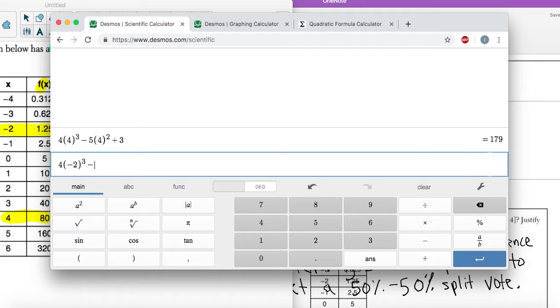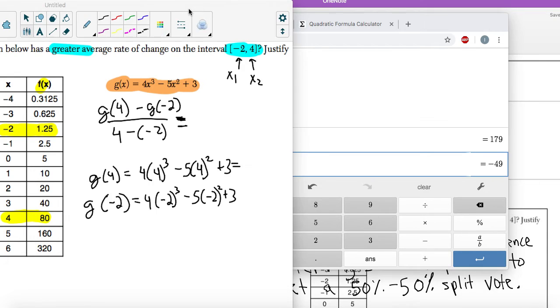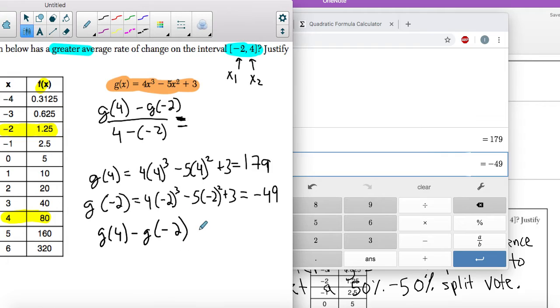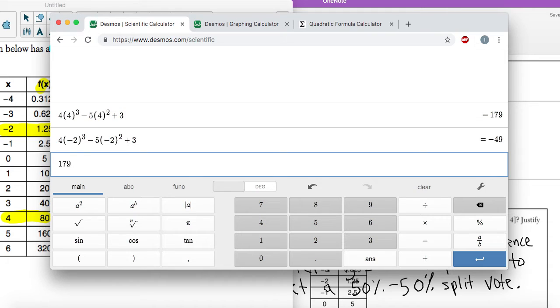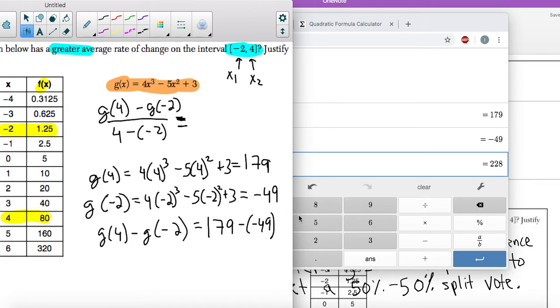Let's get them both at the same time. Negative 49. So g of 4 is 179, and g of negative 2 is negative 49. While we're at it, let's also find g of 4 minus g of negative 2, so we don't have to do any work on the other side. So it becomes 179 minus negative 49, which really means 179 plus 49. That is 228. So this becomes 228.